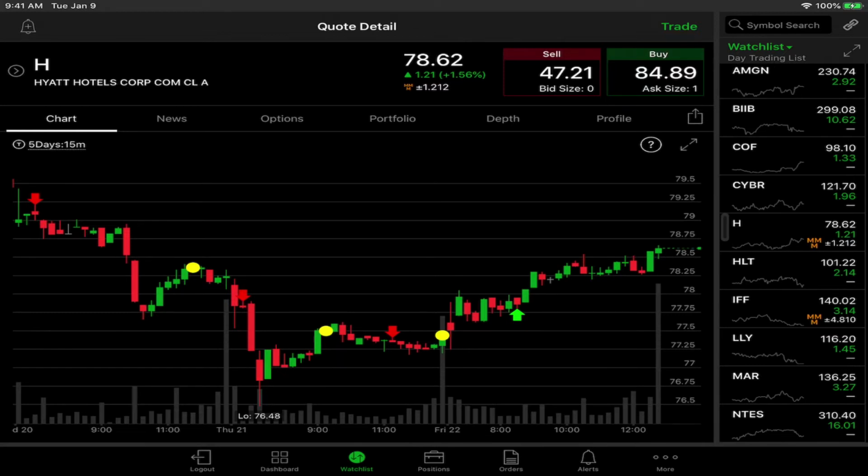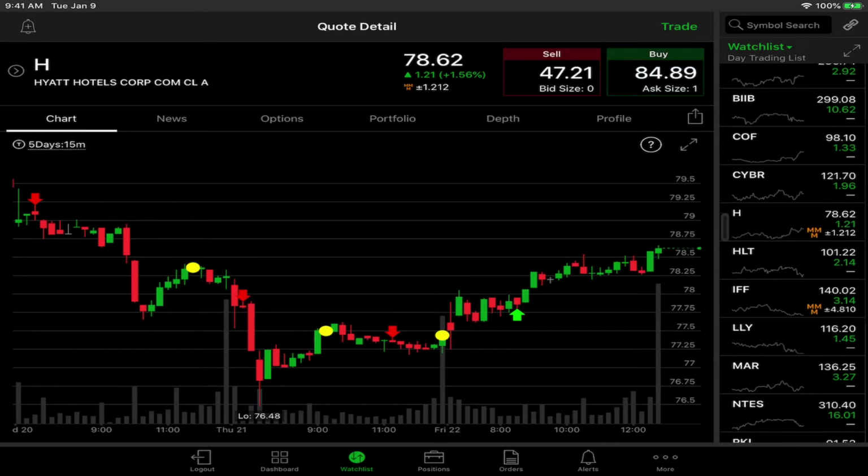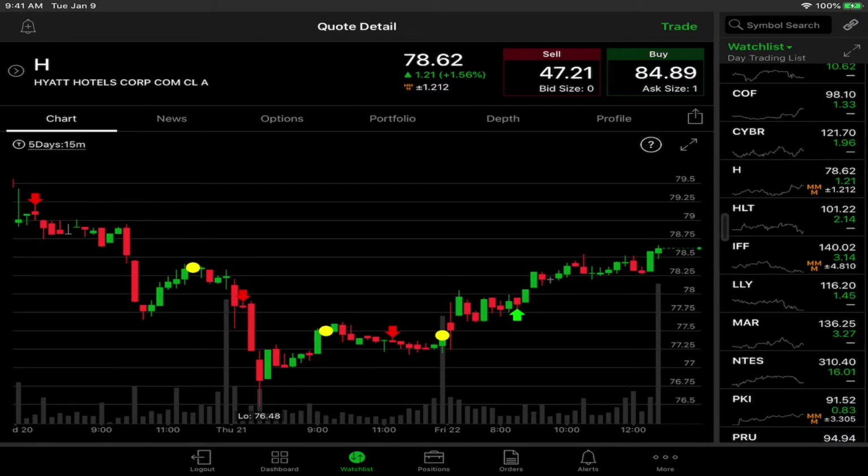I'm sorry, which is Hyatt, which is part of the sector. We have Hilton also, HLT, which is part of the sector, and we have Marriott, which is part of this sector. Now, when you see more than one stock that's part of the same sector, which is also the leading sector, then those are some of the trades that become fairly obvious to trade, right? Or fairly obvious to take.